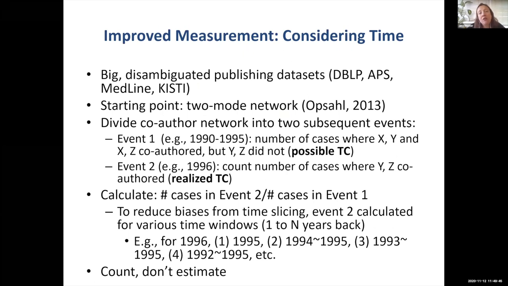And instead of doing what people typically do to measure triadic closure, which has typically been done with statistical estimation, we did a very simple thing, a thing that big data allows you to do. We didn't estimate anything, we counted. We counted because we had full data on a couple of communities and even on a full country. So there we didn't have to estimate anything.